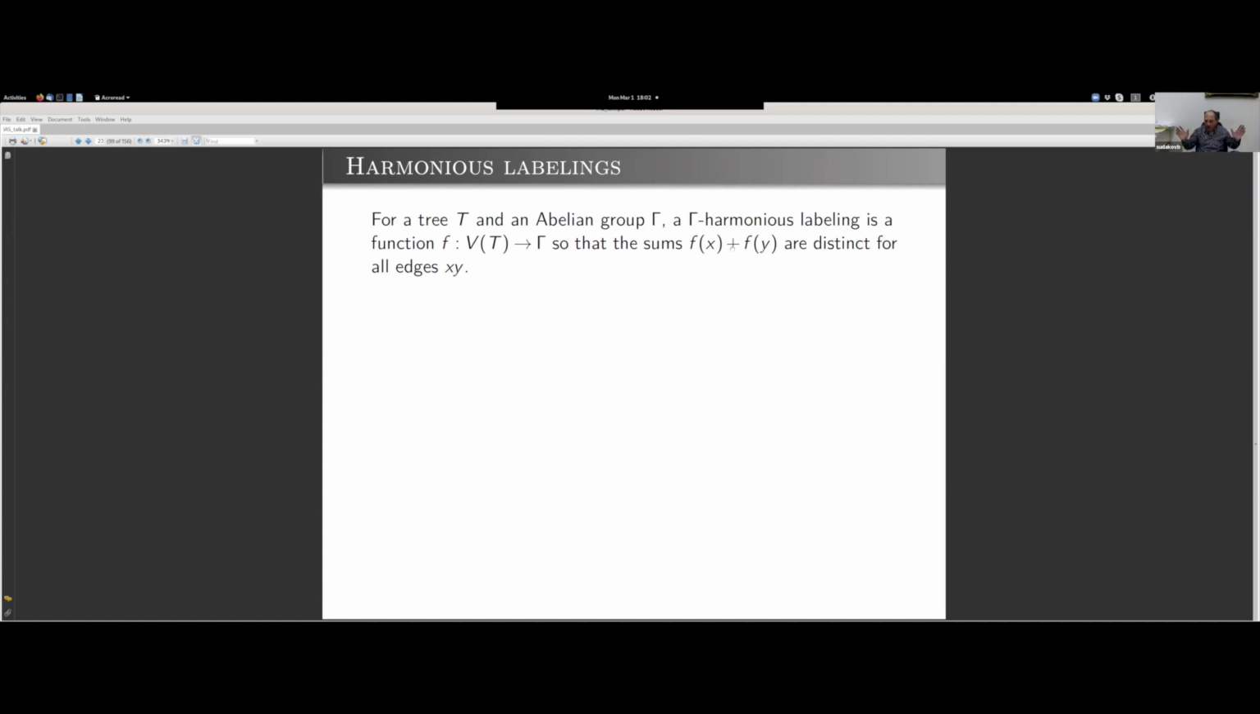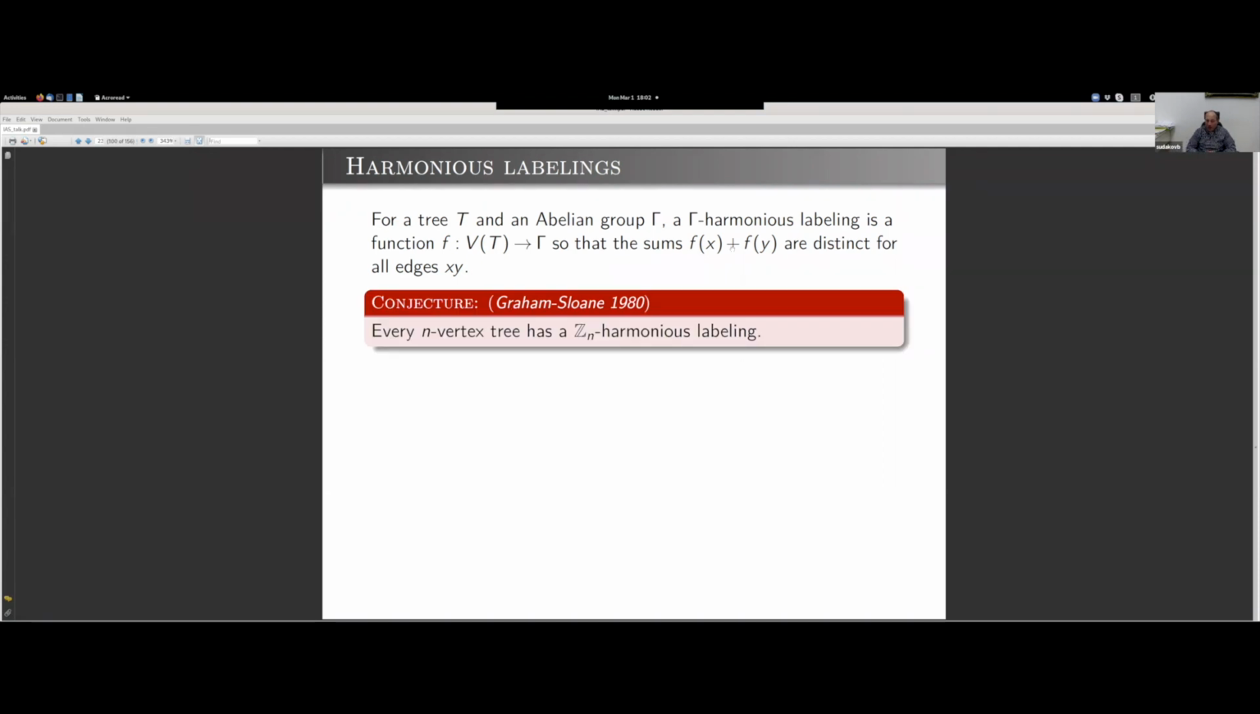So is it clear, right? So you put your labels, then for every edge, you compute the value of x plus y, and you want to get distinct labels, right? So the conjecture in this area, a very old, long-standing conjecture by Graham and Sloan, says that every n-vertex tree has a Zn harmonious labeling, right?